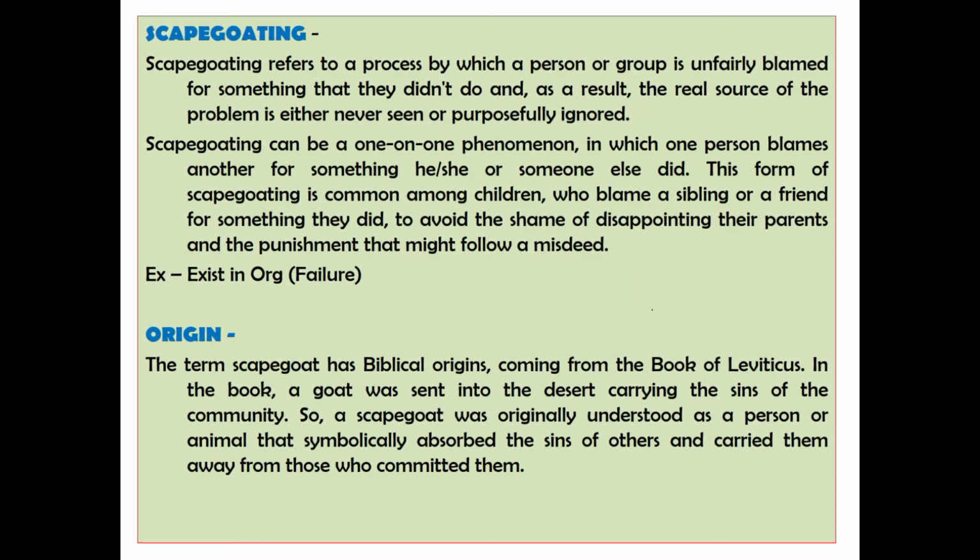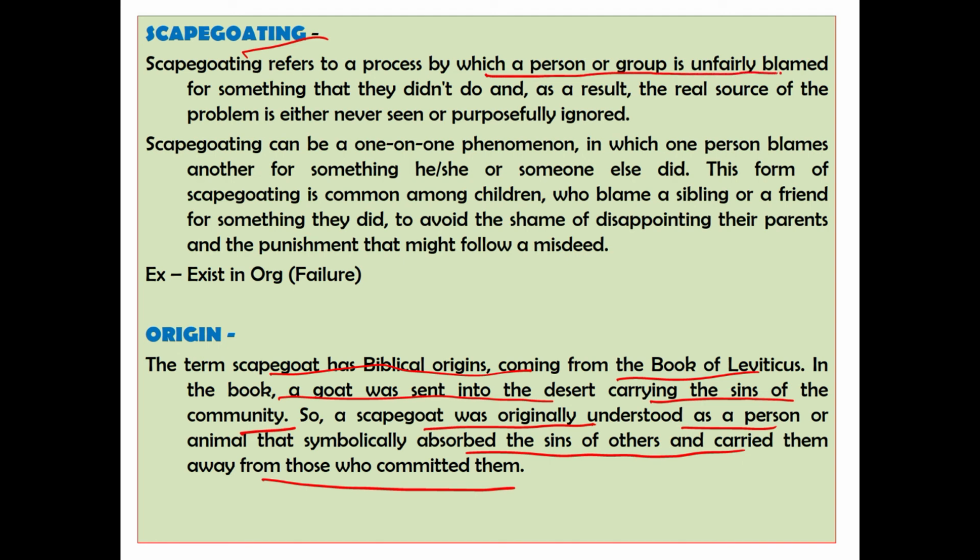Now, what is scapegoating? Scapegoating refers to the process by which a person or a group is unfairly blamed for something they did not do. As a result, the real source of the problem is either never seen or purposely ignored. Even at home, siblings fight and cry, and if mama comes and scolds, they say, no, no, I have not done it. He is the one, she is the one. They keep on blaming, and the blame is given to one another.